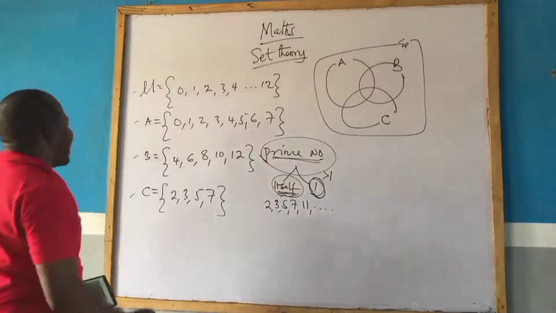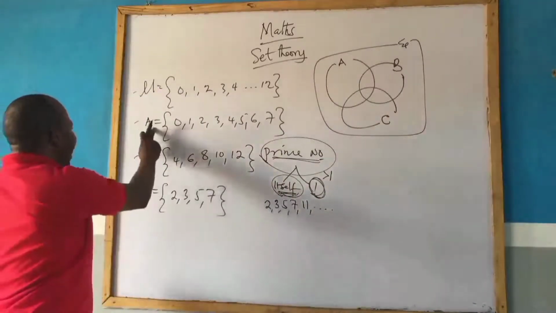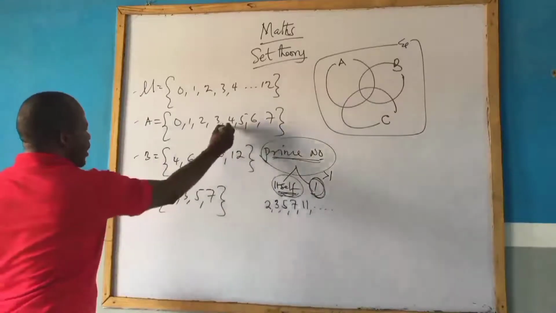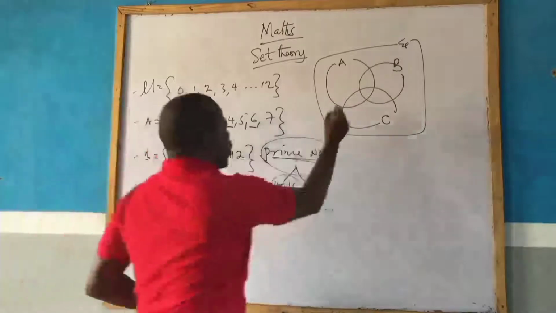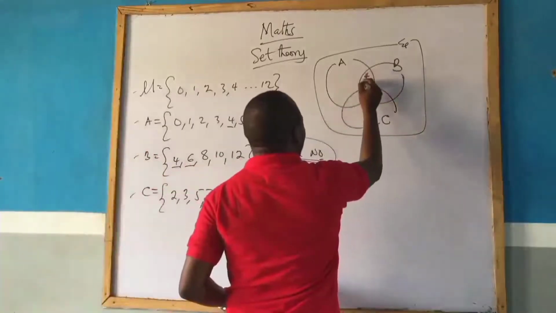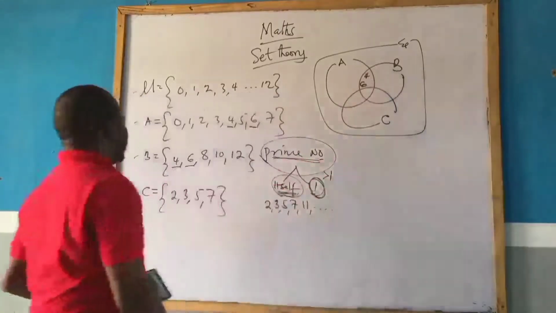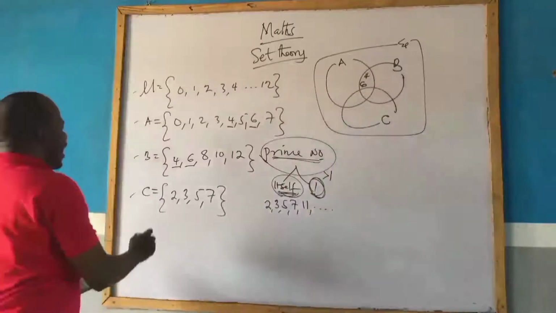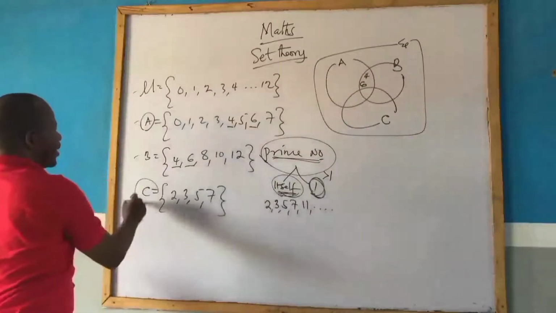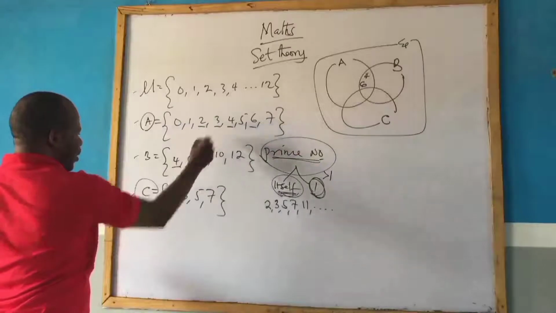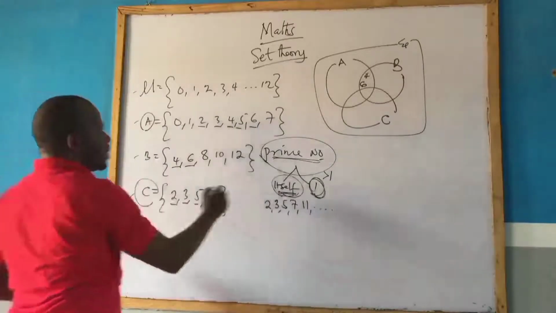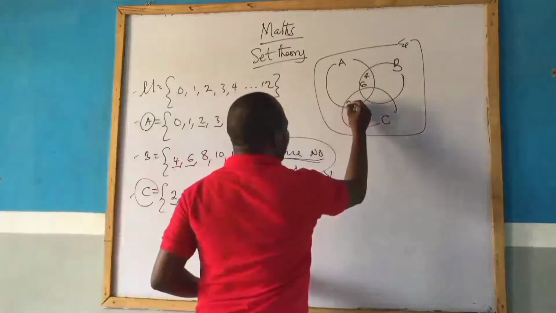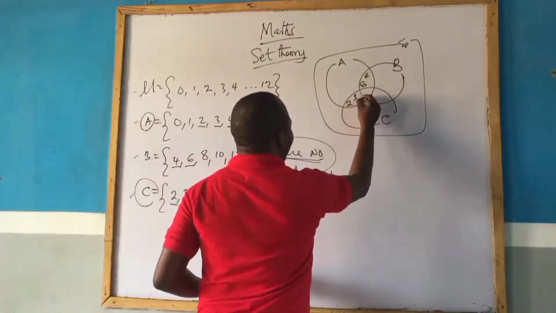Now, what are the elements common to A and B? There is 4 here, there is 4 here. There is 6 here, there is 6 here. So you come here, you put 4, you put 6. What are the elements common to A and C? There is 2, there is 3, there is 5. So for A and C, you have 2, you have 3, you have 5.